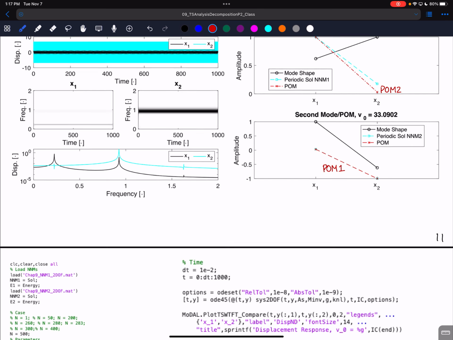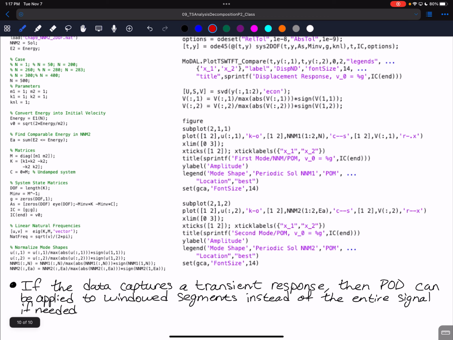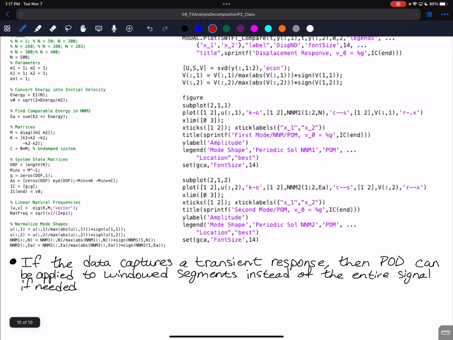Okay, so one more thing, you can see the code there, that I'll say before we do the worksheet, is that if you're looking at transient response data, you have two options. You can either apply POD to the entire signal or some small portion of it, or you can do a sliding window where you take a window and then step forward some amount, look at that window, and so forth. And if you do it with a sliding window, you can track how the palms will change over time, and we'll end up using this to look for nonlinear resonances next week.